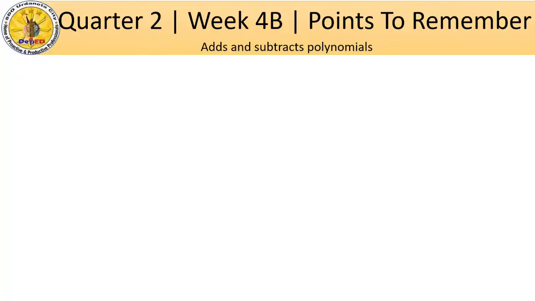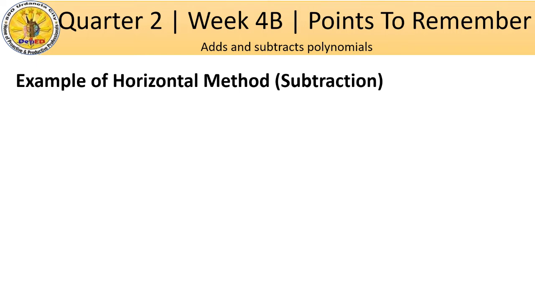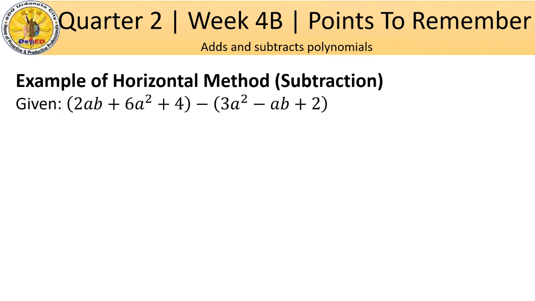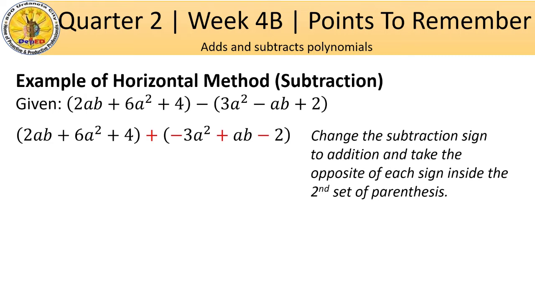Then we get the answer 5x to the second power plus 2xy plus 9. Another example of horizontal method if the operation is subtraction. Given 2ab plus 6a to the second power plus 4 minus 3a to the second power minus ab plus 2. So the first thing we need to do is to change the subtraction sign to addition and take the opposite of each sign inside the second set of parentheses.